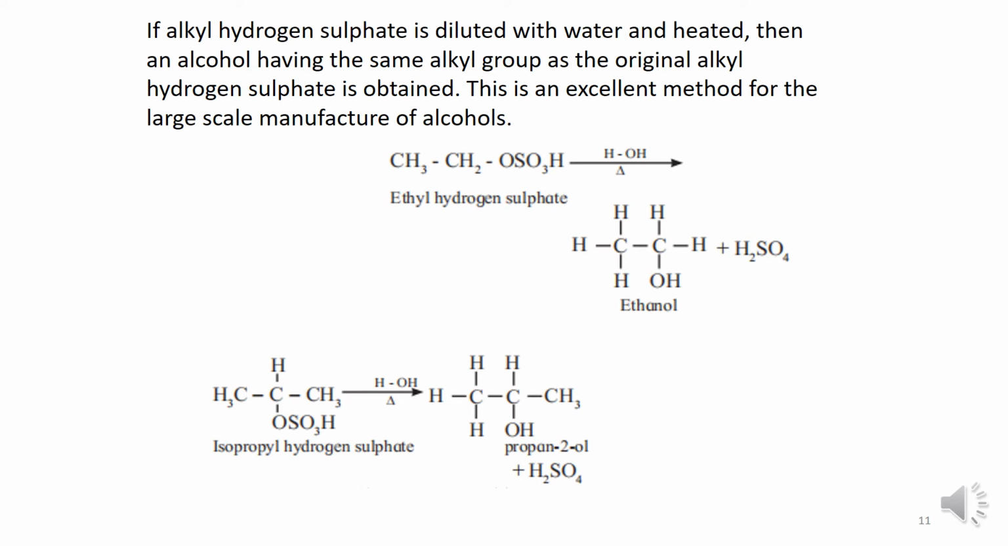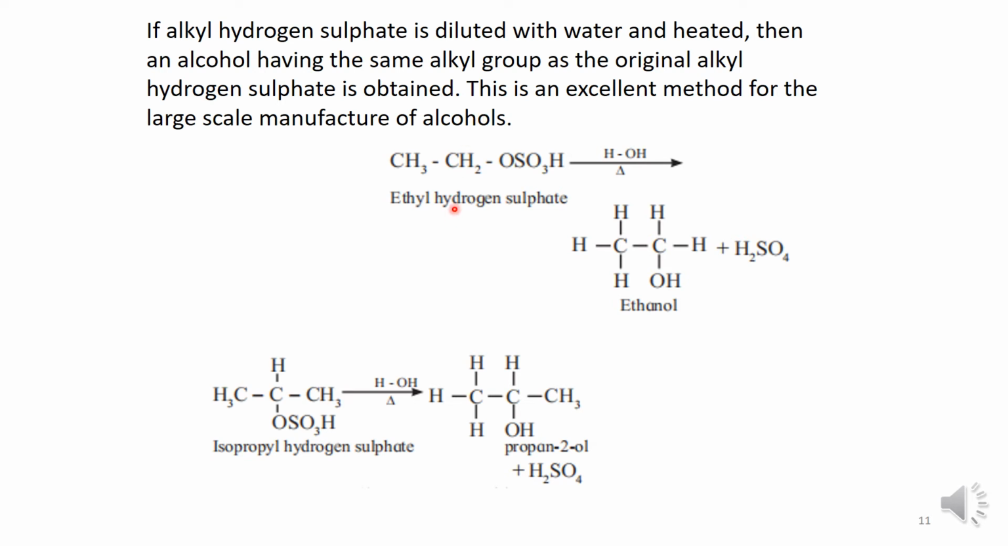If alkyl hydrogen sulfate is diluted with water and heat is also provided to the solution, it will convert into its corresponding alcohol, having the same alkyl group as the original alkyl hydrogen sulfate. This is an excellent method for manufacturing alcohols at large scale.